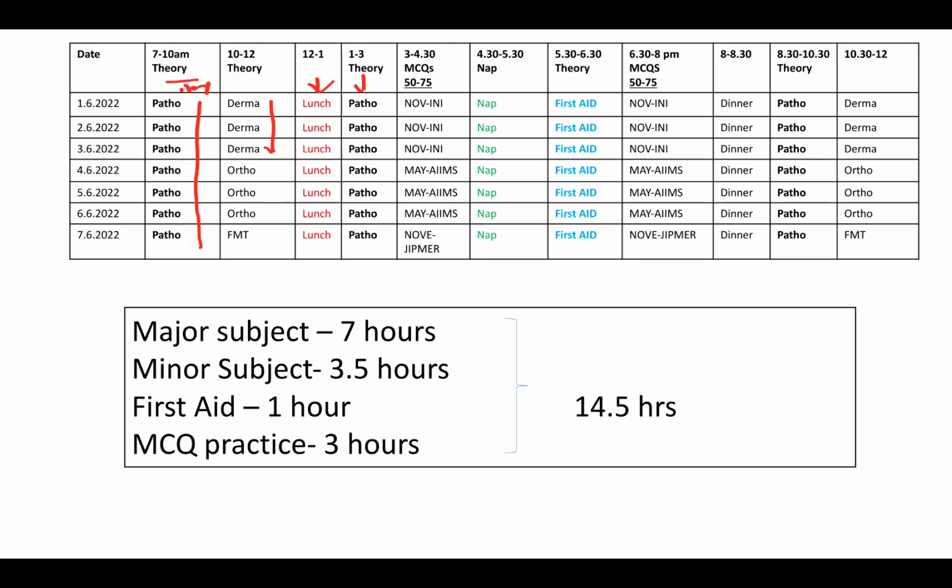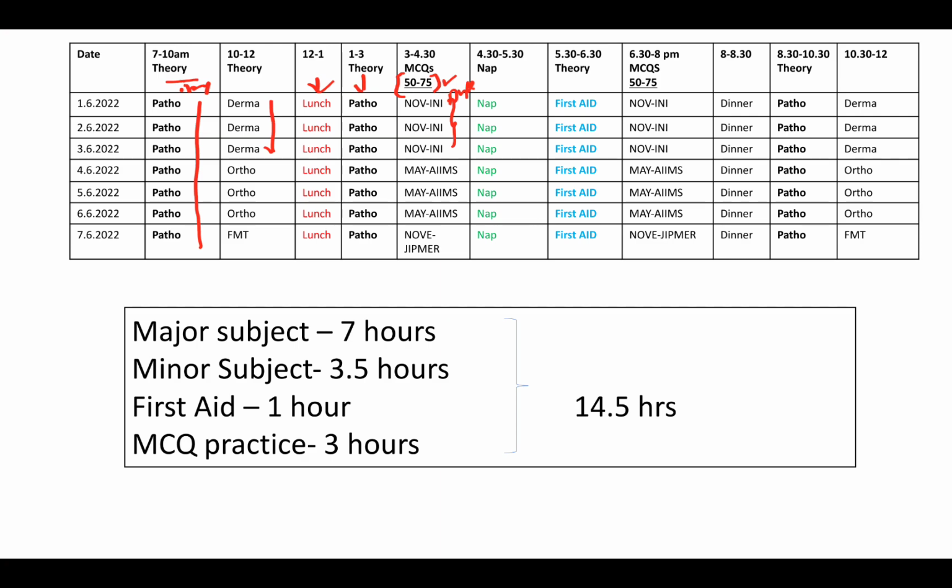Then MCQs. As I have said, it's very important to solve daily MCQs. It is very important for practice, and it also helps in boosting the memory. So in the evening you can spend around 1.5 hours for solving MCQs. I have given here the previous year questions, so you can solve the PYQs, like the November last INI-CET, what MCQs were asked, or you can solve AIIMS and JIPMER questions. 50 to 75 MCQs can be solved with explanation during this time.